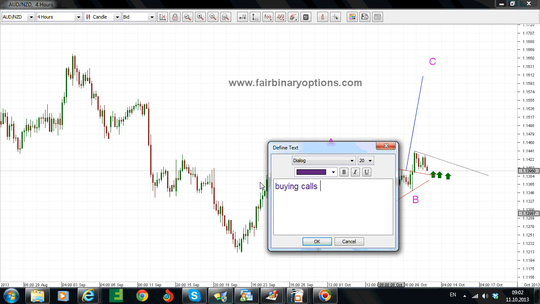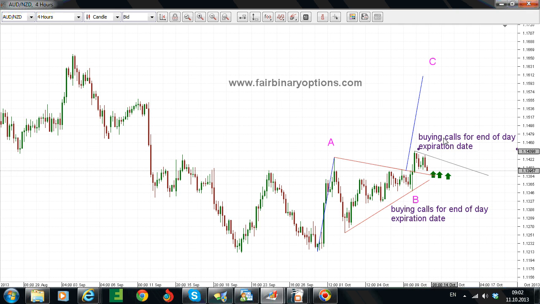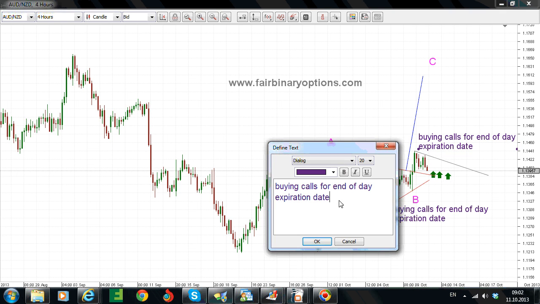So buying calls for end of day expiration date, because of that retest, a possible retest that price might do at this trend line here, or what we might do also, by the time price breaks this trend line here, we are looking to buy calls, so buying calls with 1 week expiration date.